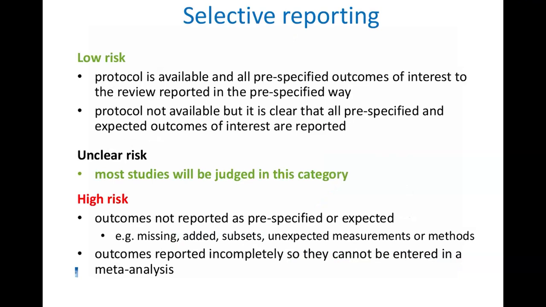So selective reporting, low risk is when the protocol is available and all pre-specified outcomes of interest to the review are reported in the pre-specified way. That is very, very important. Protocol is not available, but it is clear that all pre-specified and expected outcomes of interest, so clinically important outcomes, are reported. Unclear risk: most studies will be just in this category. High risk is outcomes not reported as pre-specified or expected, like missing, added, subsets, etc. So outcomes reported incompletely cannot be entered in a meta-analysis. Okay, next.